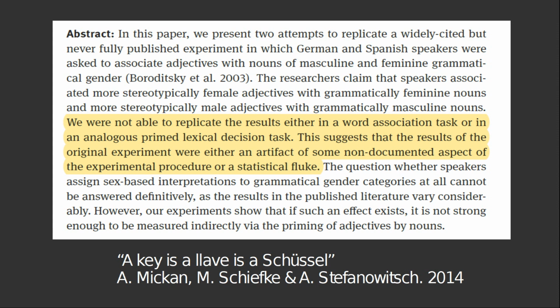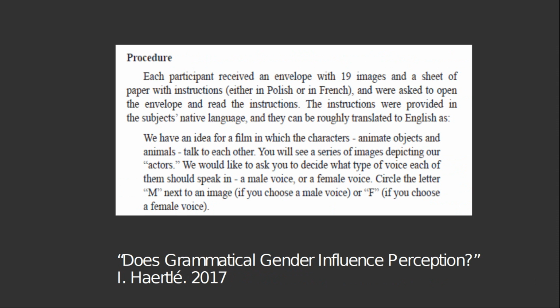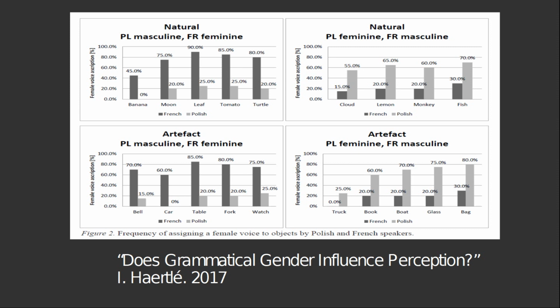Other studies have, however, found that speakers do associate inanimate objects with their grammatical gender to some degree. In one study, participants were tasked with assigning either male or female voices to characters in a movie in which animals and inanimate objects speak. The study compared French and Polish speakers, and the objects were specifically chosen because their grammatical gender was different between these two languages. The results showed that participants were much more likely to assign a voice matching the grammatical gender of the object in their language.